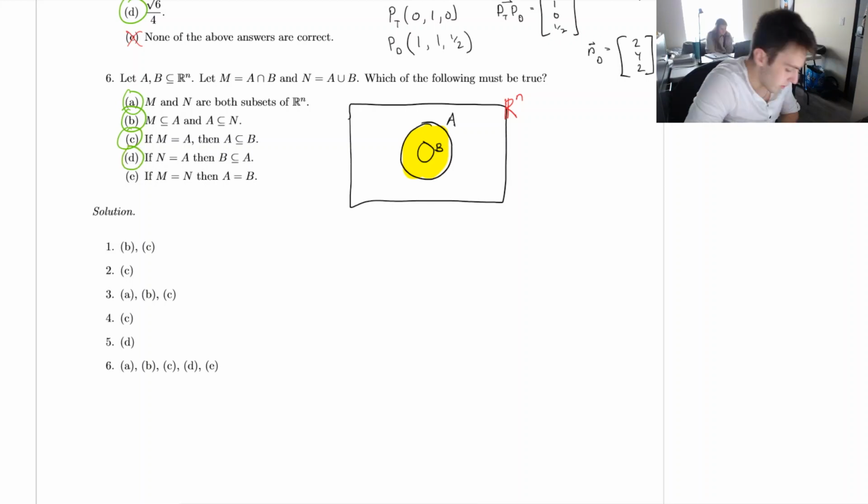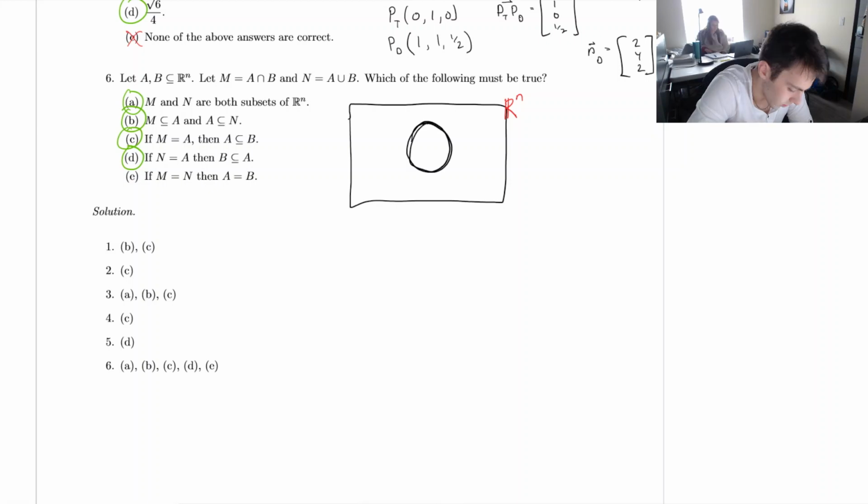So lastly, we've got if M is equal to N, then A is equal to B. So this one is saying if the intersection is equal to the union, then A must be equal to B. Similar to one of the previous cases, if the intersection and the union are the same, then the circles are lying right over top of each other. And clearly you can see that A and B must be the same in this case. So 6E is also true. So in this case, every single one of these is true.